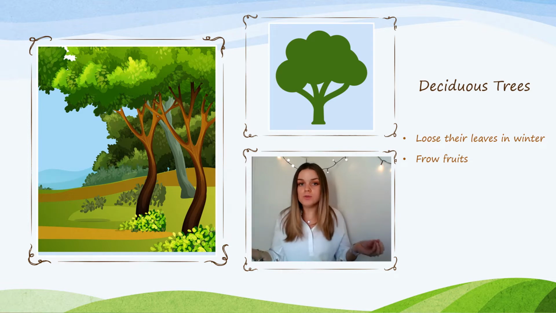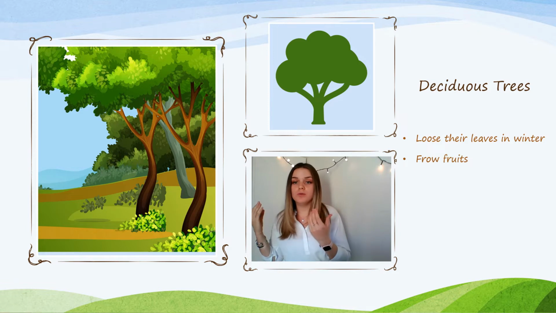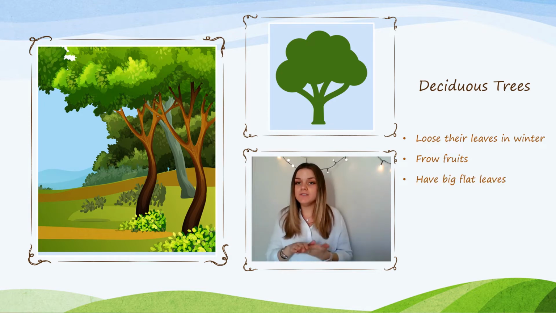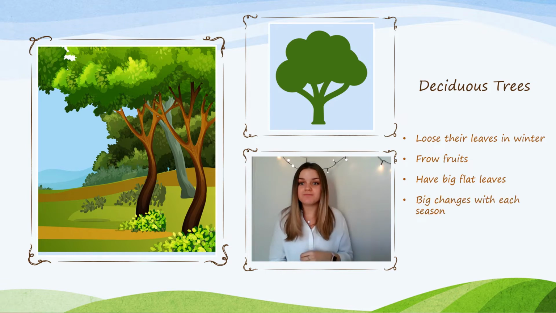They grow fruit. Now, this can be all sorts of things depending on the tree. Some grow apples. An apple tree is a deciduous tree. Or, for instance, an acorn. Both of them are fruits that would grow on a deciduous tree. They have leaves that are probably what you would imagine in your head when you think of a leaf. The kind of flat shape. They come in all different shapes and sizes, but they're usually very flat and a lot bigger than you would find on a coniferous tree.